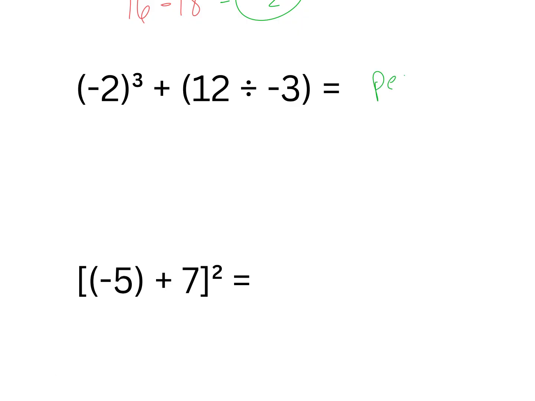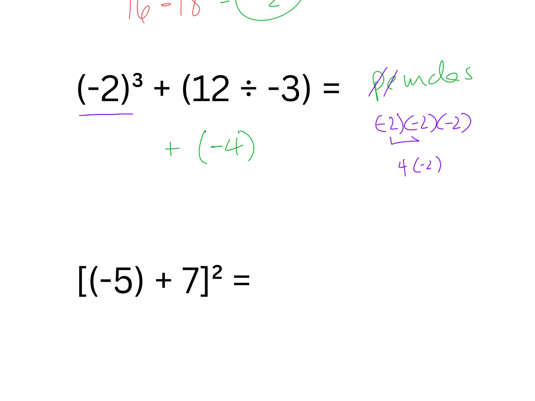All right, negative 2 cubed plus 12 divided by negative 3. So PEMDAS, parentheses first. So we can go inside these parentheses. 12 divided by negative 3 would be negative 4. And we can already go ahead and do these exponents. So negative 2 cubed is like this. Negative 2 times negative 2 is positive 4. Negative 2 times 4 is negative 8, like that. And now this is just negative 8 minus 4. We have negative 12.